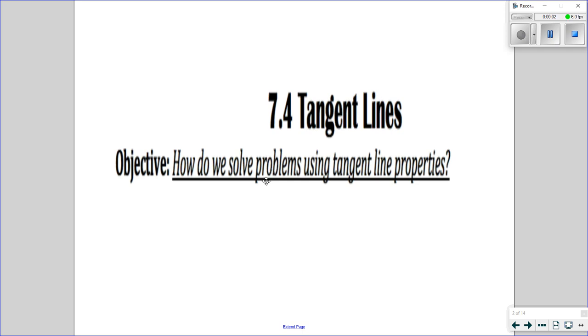Hi, our next lesson will be dealing with tangent lines. The objective is how do we solve problems using tangent line properties.